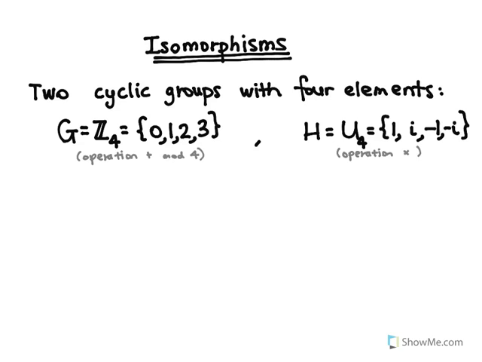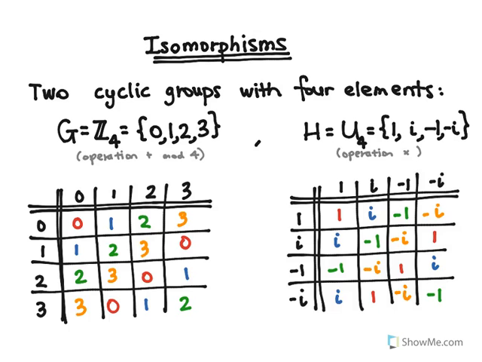And what I claim is that although at a glance these look like two very different groups, secretly they're kind of the same. And to see that, I think it's really helpful to look at the group table in both cases. So I've written out for you here on the left the group table for G under the operation of addition mod 4, and you can check my work there if you'd like. And on the right, I've written out for you the group table for the group H under the operation of multiplication. And again, you can check my work there if you'd like.